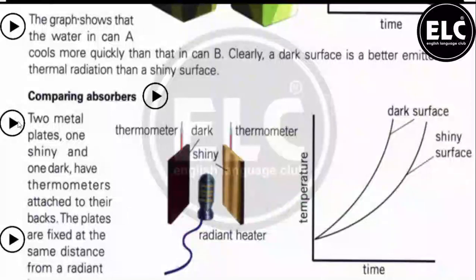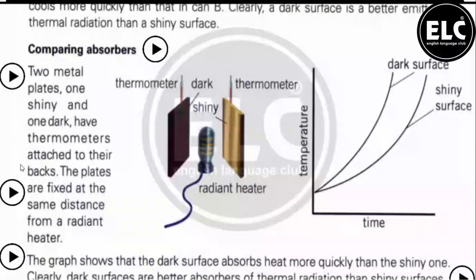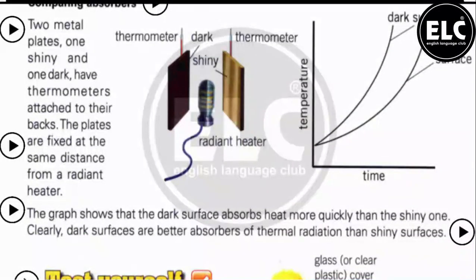Comparing absorbers. 2 metal plates, one shiny and one dark, have thermometers attached to their backs. The plates are fixed at the same distance from a radiant heater. The graph shows that the dark surface absorbs heat more quickly than the shiny one. Clearly, dark surfaces are better absorbers of thermal radiation than shiny surfaces.